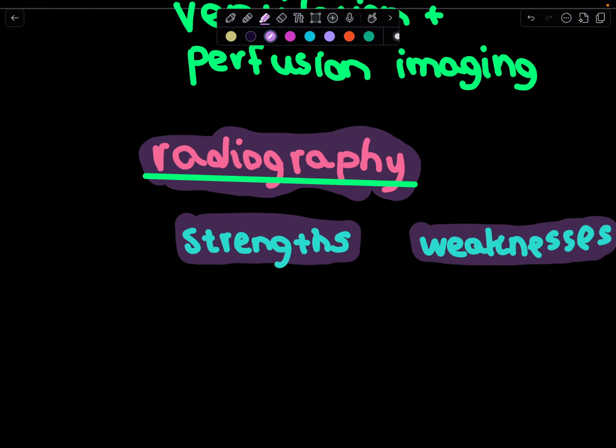So, tell me again what includes radiography. Strengths: great spatial resolution, cheap, available, easy interpretation. Weaknesses: ionizing radiation, projectional.